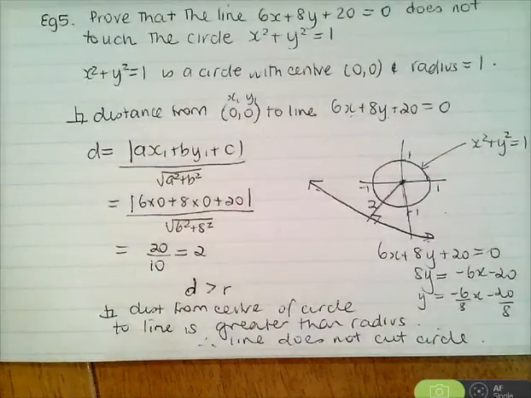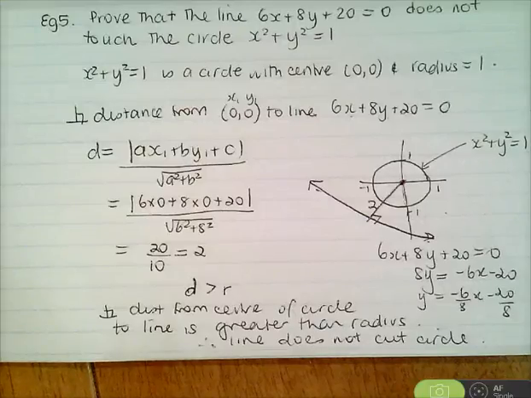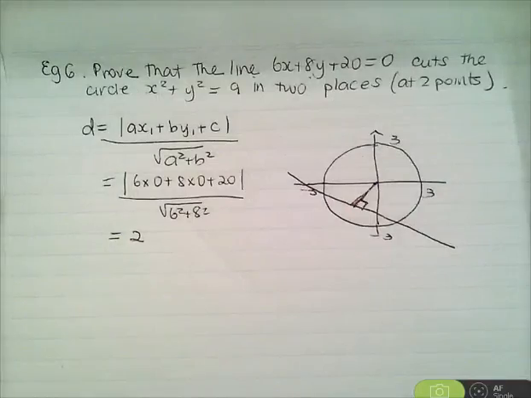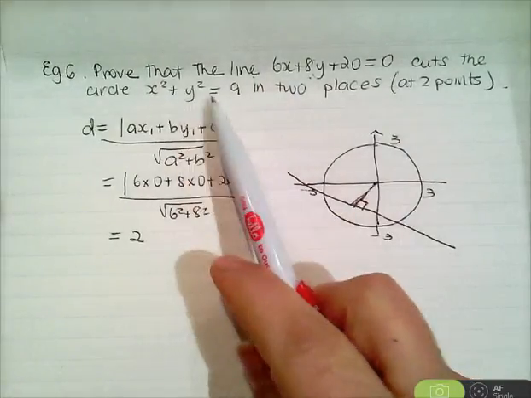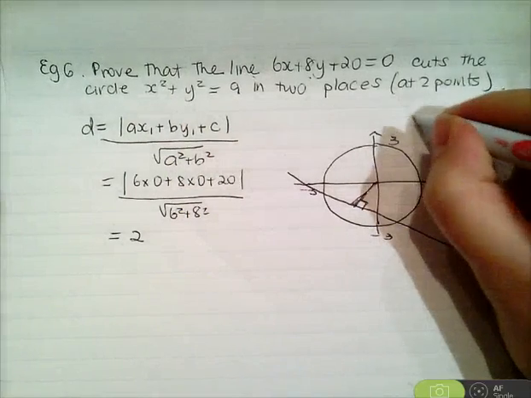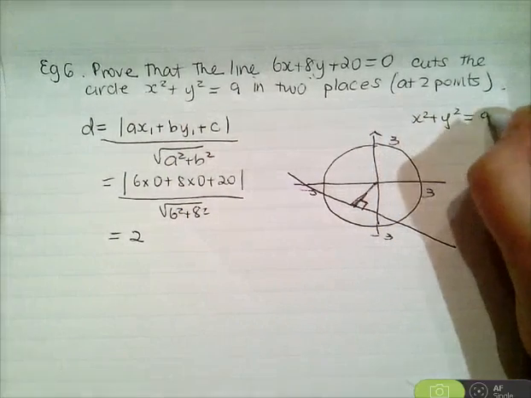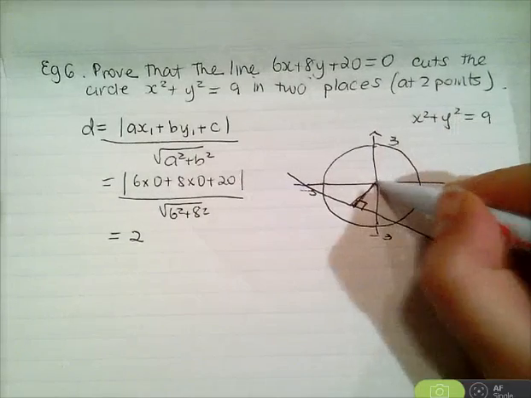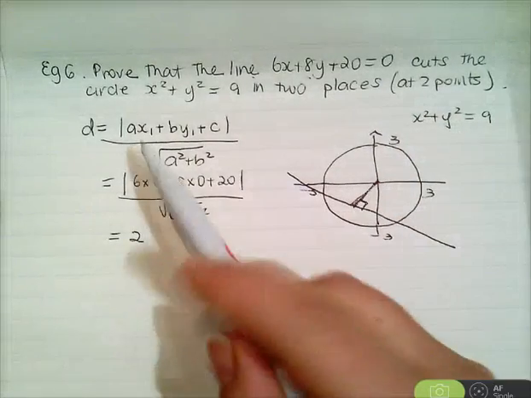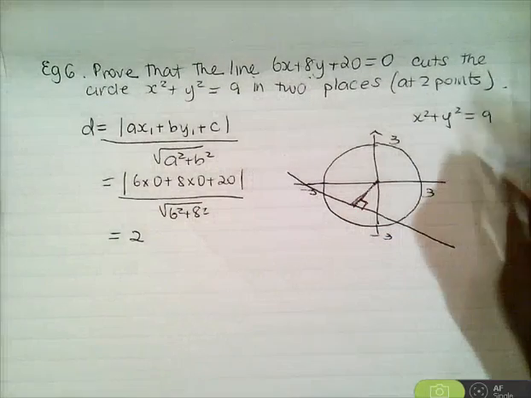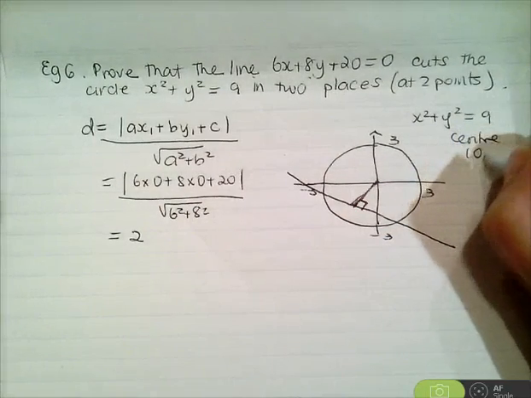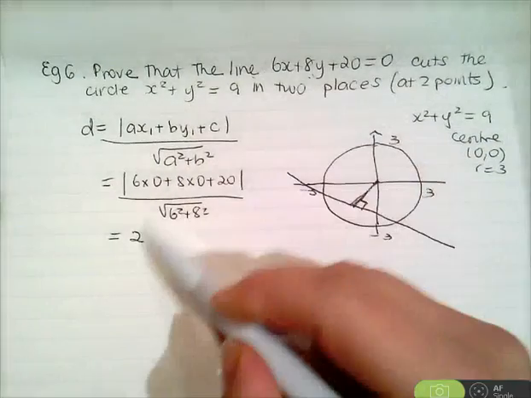Okay? And then there's always the third scenario, and I can quickly just draw it. I've quickly drawn the scenario here, proving that, for example, the same line again cuts the circle x squared plus y squared equals 9 in 2 places. We know that the circle x squared plus y squared equals 9 is a circle with centre (0, 0) and radius 3. And we also know from doing examples 5 and 6 that the perpendicular distance from the centre (0, 0) to this line is 2 units.